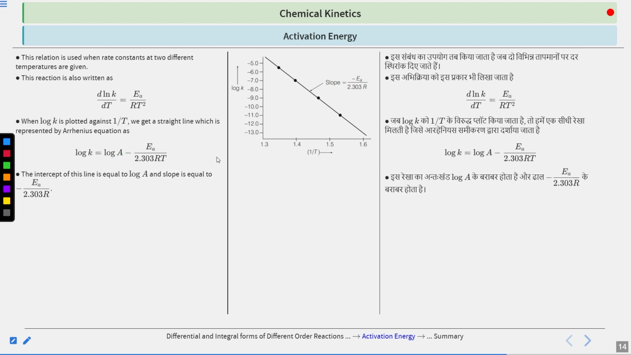Clear? The same thing is written here, that the intercept of this line is equal to log A, as mentioned earlier, and the slope is equal to minus 2.303 R. So therefore we can write it in this way also: Ea is equal to minus 2.303 R multiplied by slope. So we have put slope instead of all of this.